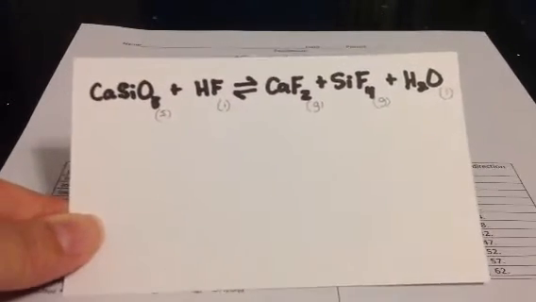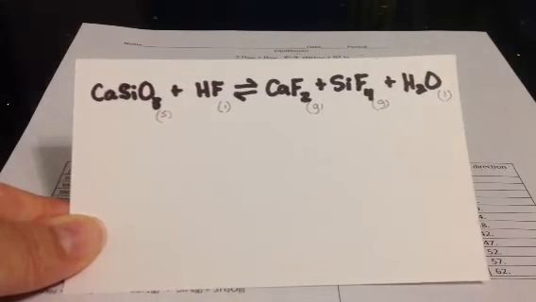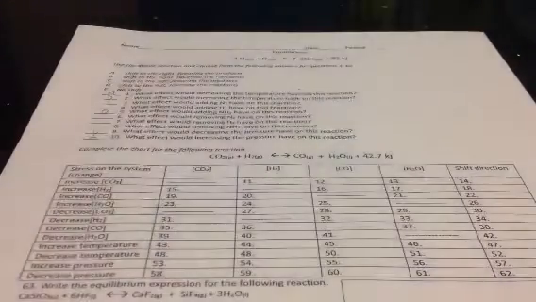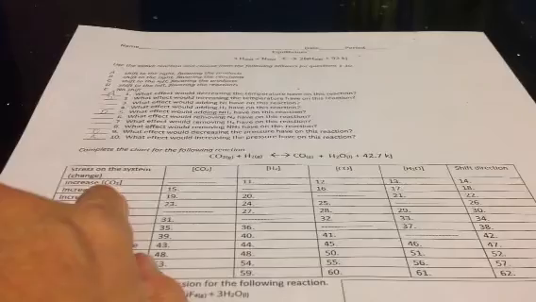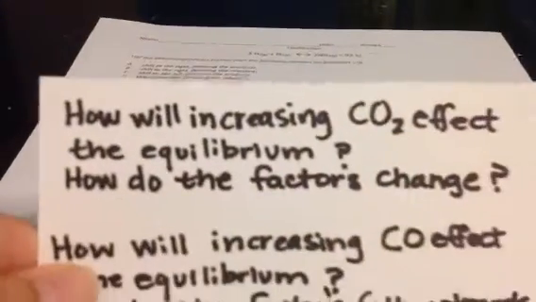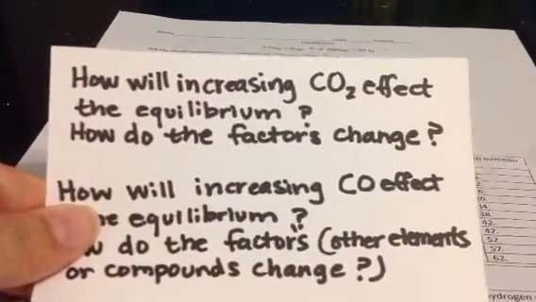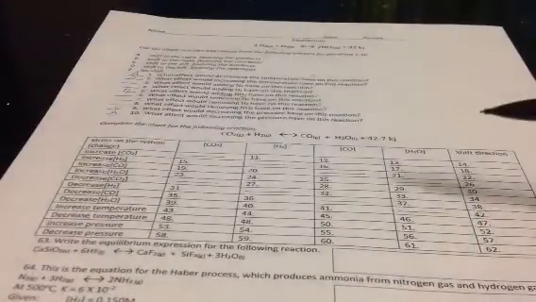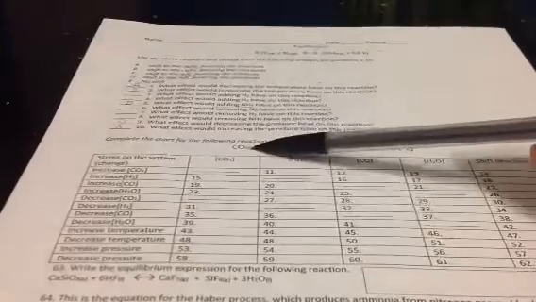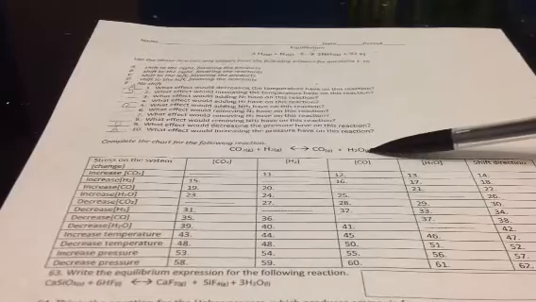So first of all, here is the equation that we're using to look at it. I'm going to show it to you here when I explain the different aspects of the problem. The first problem we're going to look at is increasing the CO2. So the question is, how will increasing the CO2 affect the equilibrium of the factors that are in the problem? What I want to know is, how do these factors change? By changing the CO2, how does the H2 change? How does the carbon monoxide change? How does the water change?